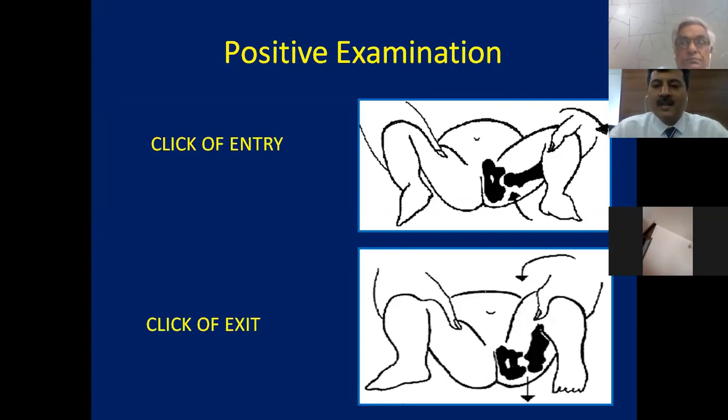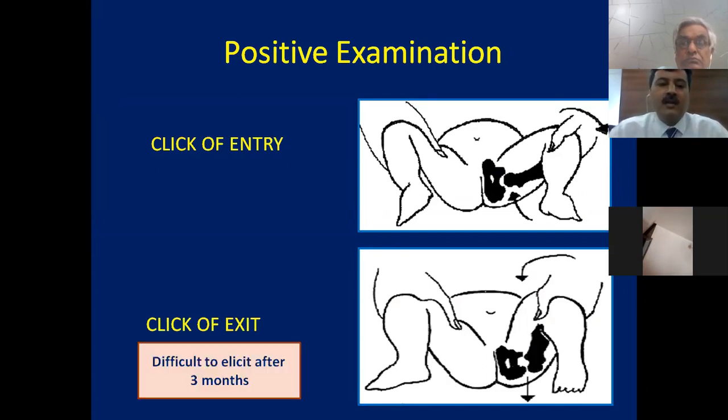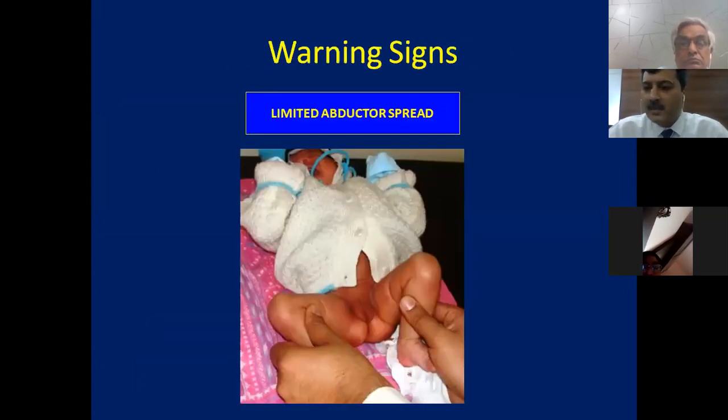When there is a click of entry and click of exit, or the Barlow and Ortolani tests, this is termed as positive examination. We have to take it as a positive examination. And as I mentioned, it is difficult to elicit after 3 months. That's first. Which are the three warning signs which are more easily appreciable to a pediatrician?